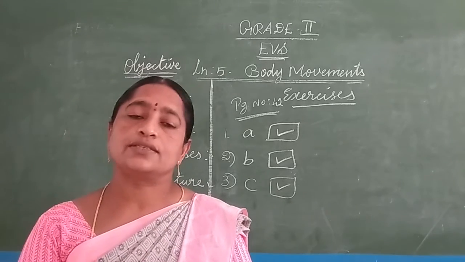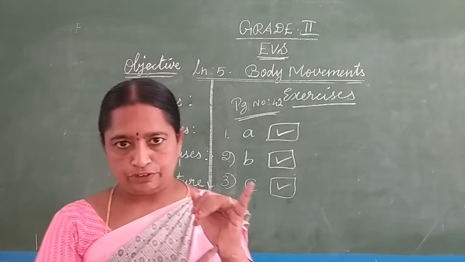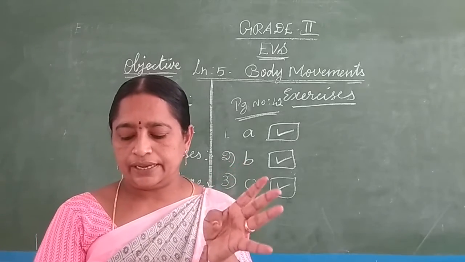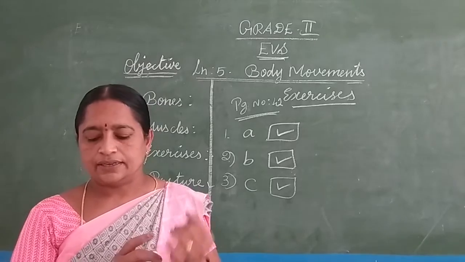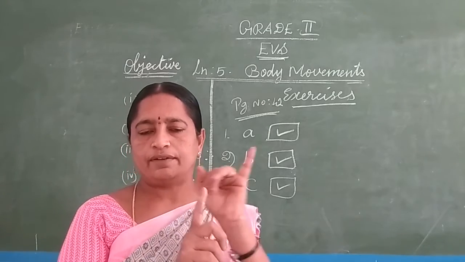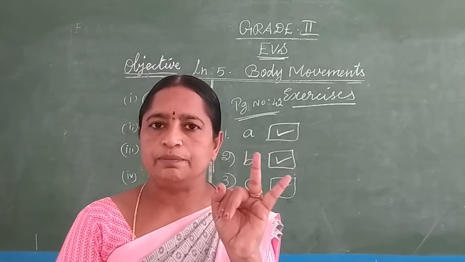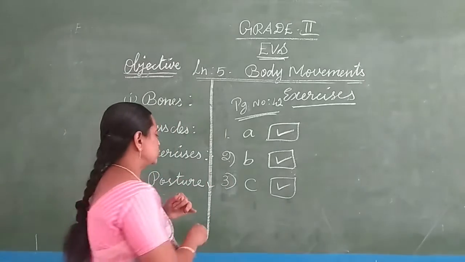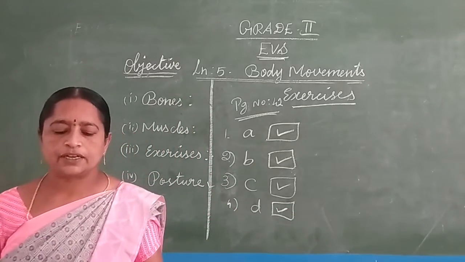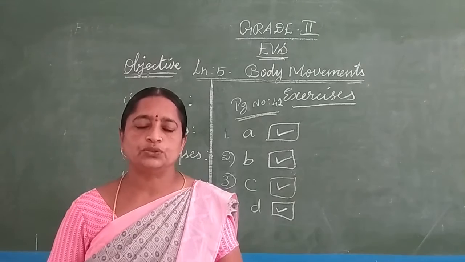Next, the fourth question. To make the bones and muscles strong, we must eat healthy food. B is exercise. C is eat unhealthy food. D is both A and B. Which is the answer here? We must eat healthy food, right? And we must do our exercise also. That means if both of these happen, our bones and muscles will be strong. So the answer is D, both A and B, because we should eat healthy food and then we must do exercise.